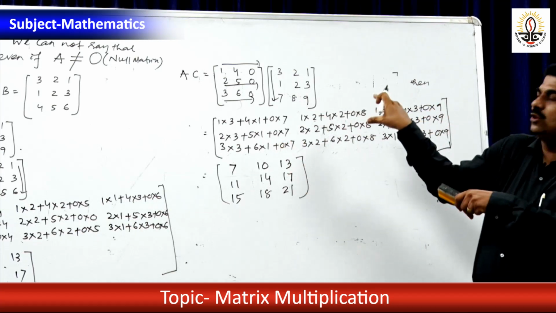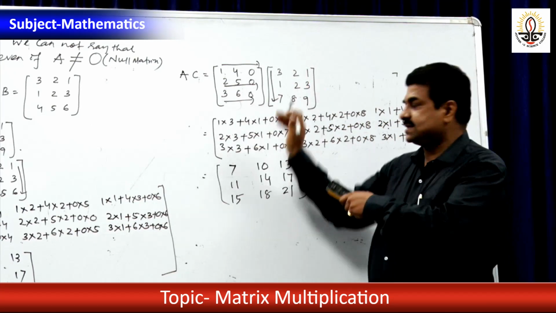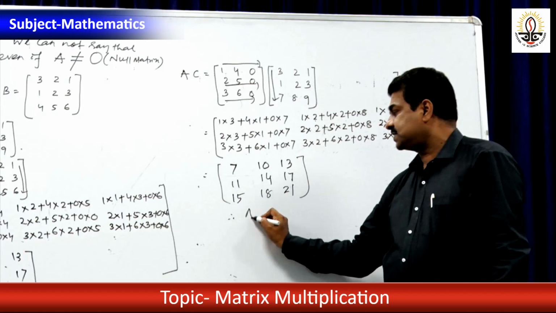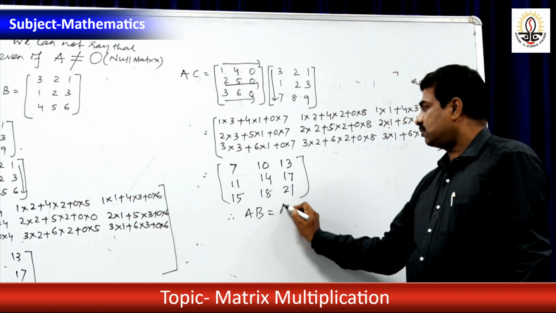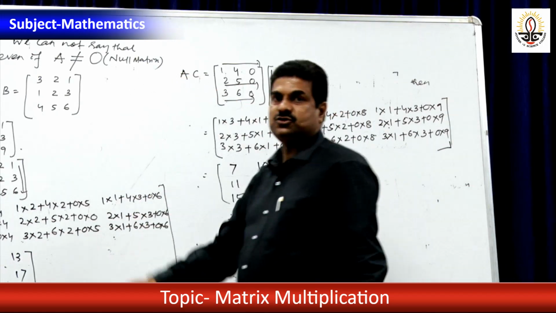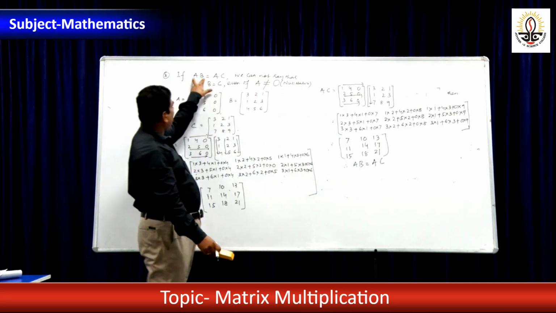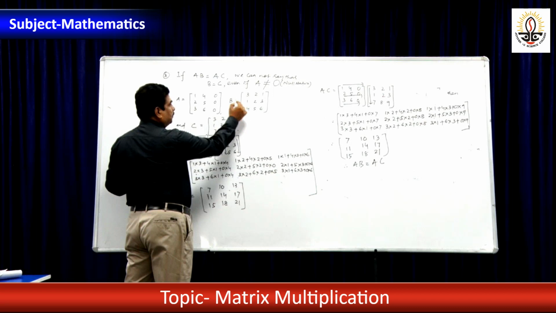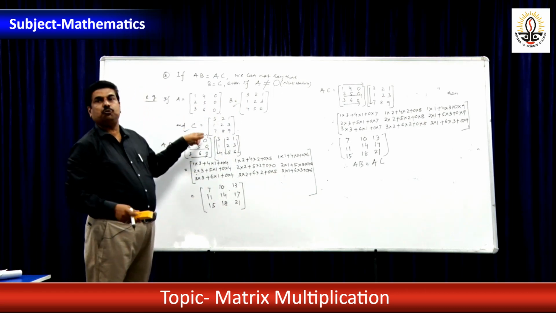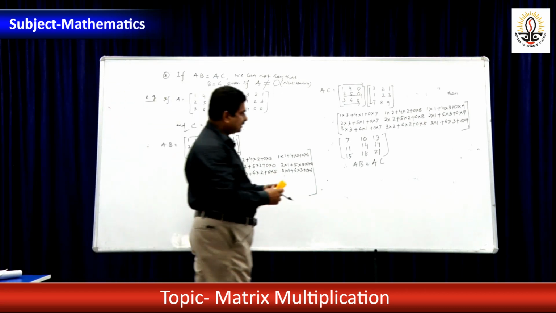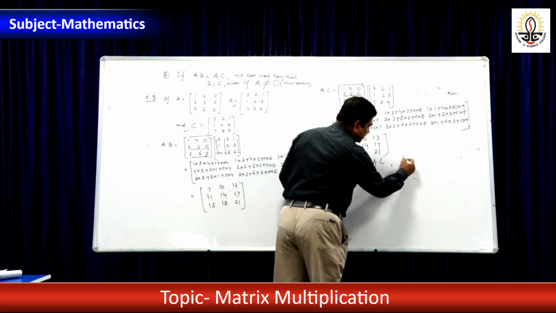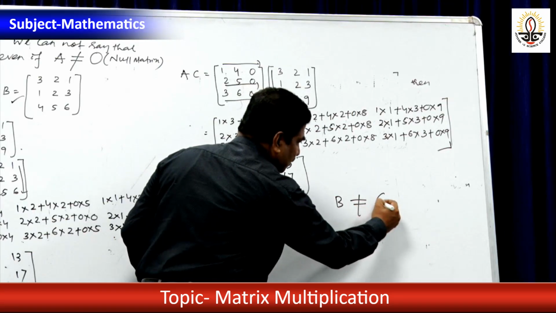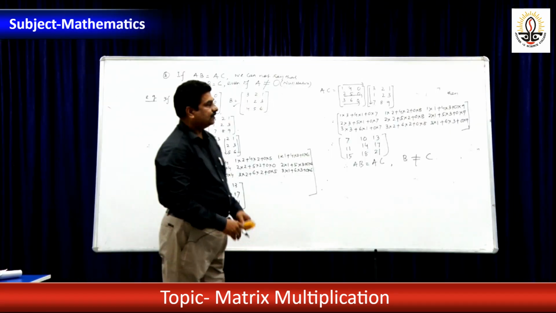Here you see in both the cases AB is equal to AC dear. But you check here, B and C, these two are not equal dear. That means AB is equal to AC, but B is not equal to C.